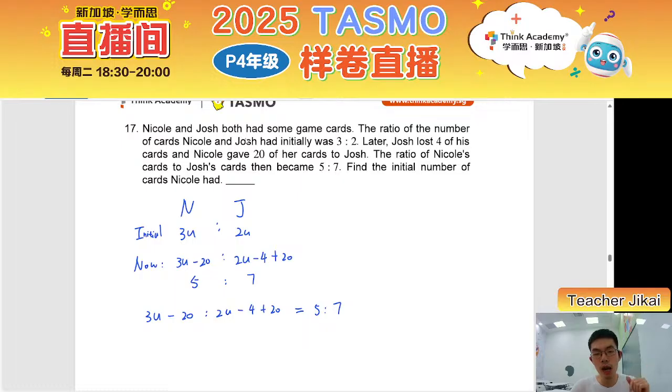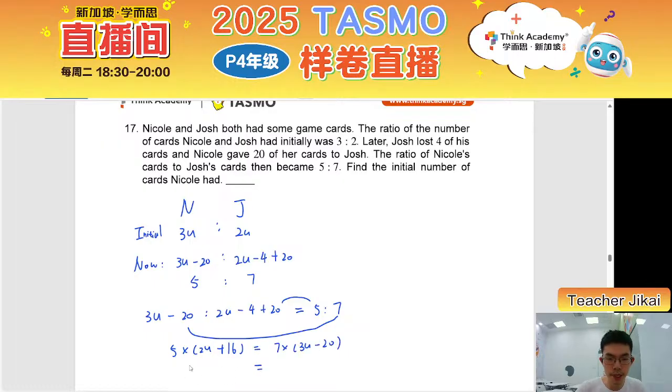So how can we calculate this ratio equation? Yes, we use the inner times inner with the outer times outer. These two parts, we times them together. So it is 5 times 2u plus 16 will be equal to 7 times 3u minus 20. So it will be 10u plus 80 will be equal to 21u minus 140. 11u will be equal to 220. U here will be 20.